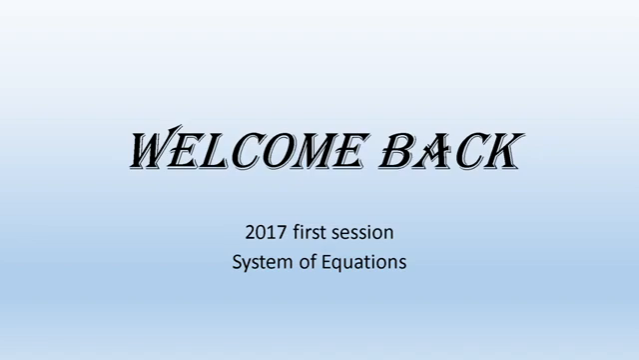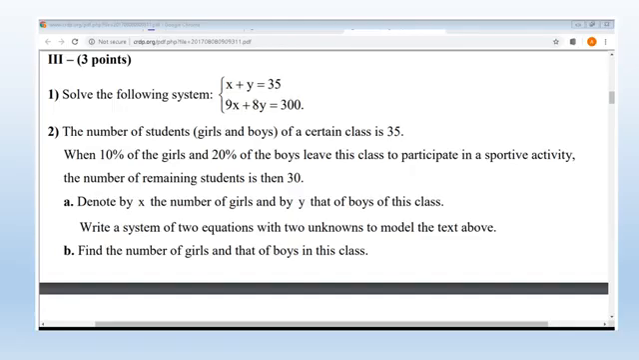Today we will solve exercise 3 in the official exam of 2017 first session. We have a system of equations, two equations and two unknowns. The two variables are x and y. The first equation is x plus y equals 35, and the second equation is 9x plus 8y equals 300. Part 1 says, solve the following system.